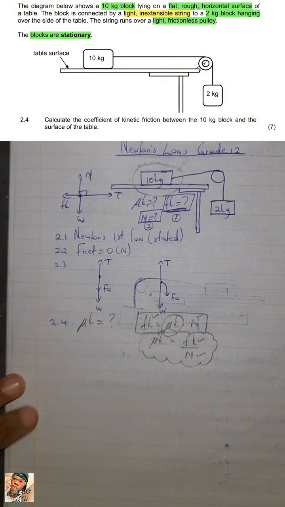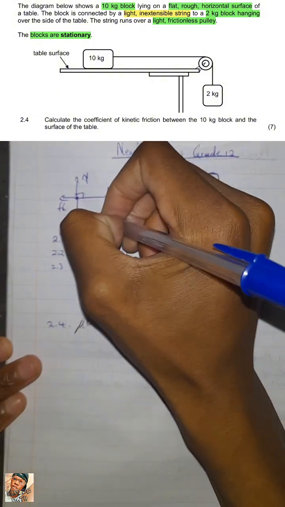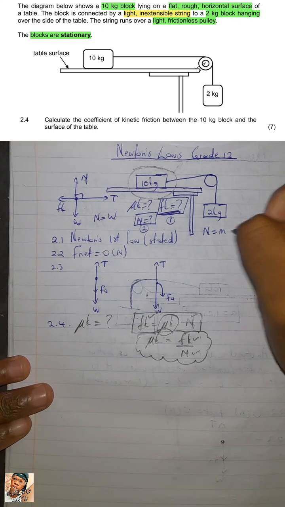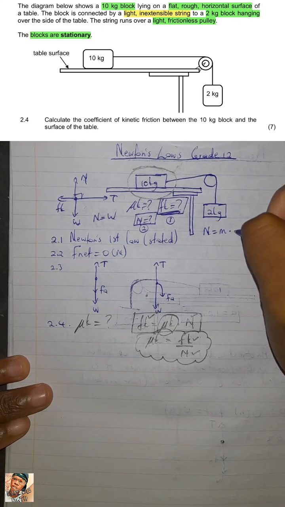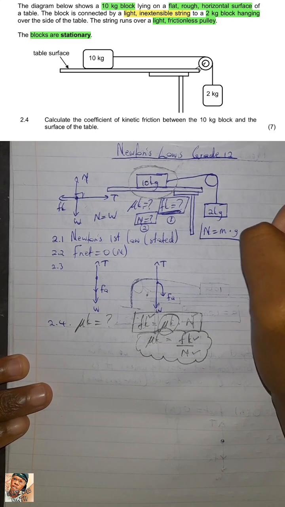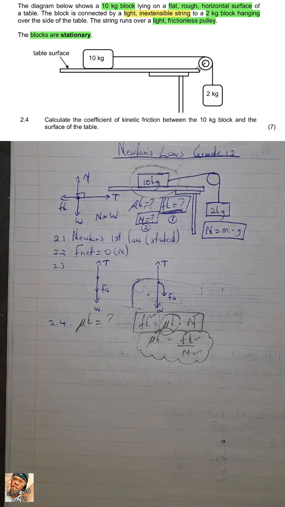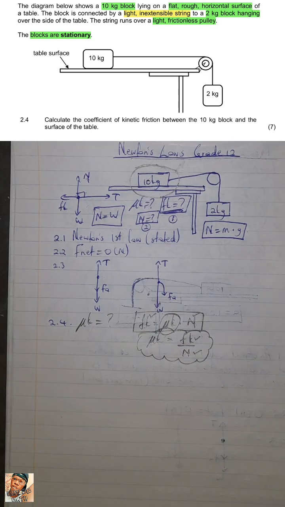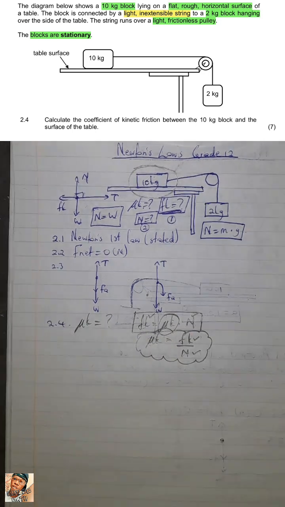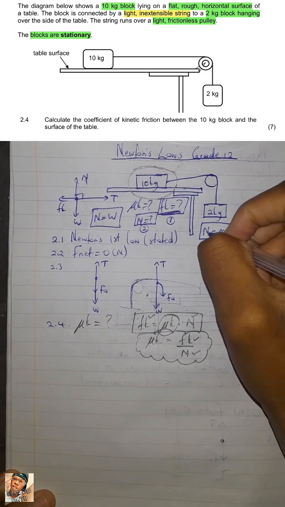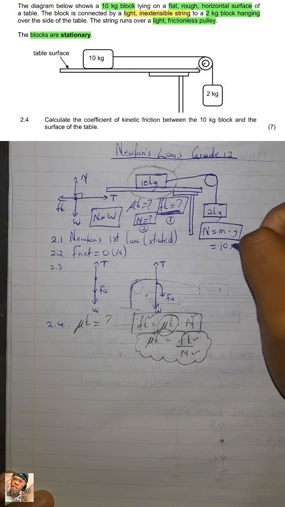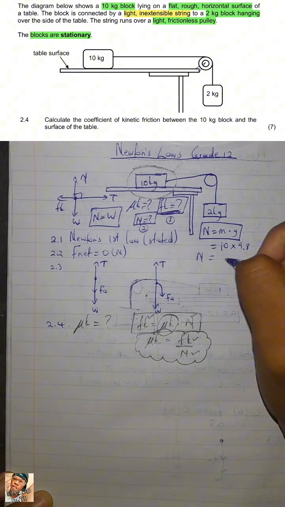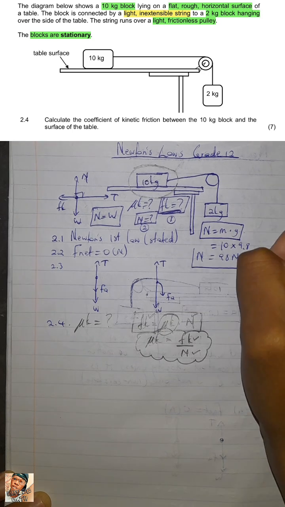So let us actually write that down. The normal force is equal to the weight. Since we know that the weight is equal to the mass multiplied by the gravitational acceleration, the normal force is equal to mass multiplied by the gravitational acceleration. Anyway, this is what we know: the vertical forces are balanced, right? So we can actually calculate the normal force of the 10 kg block. The normal force is equal to the mass, which is 10, multiplied by the gravitational acceleration, which is 9.8. It means that the normal force of the 10 kg block is equal to 98 newtons.